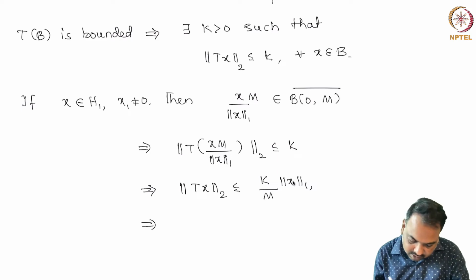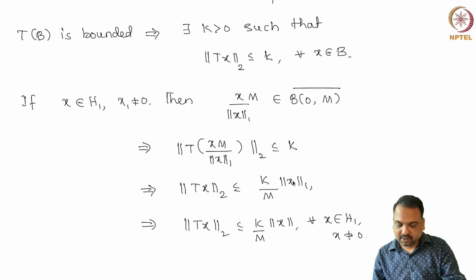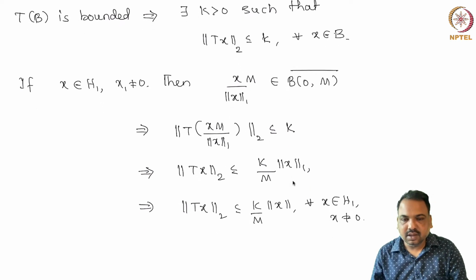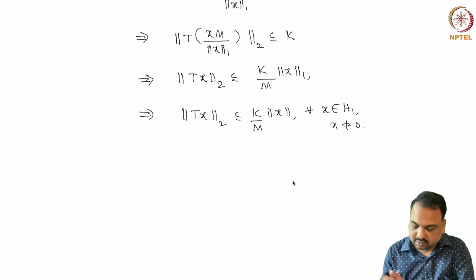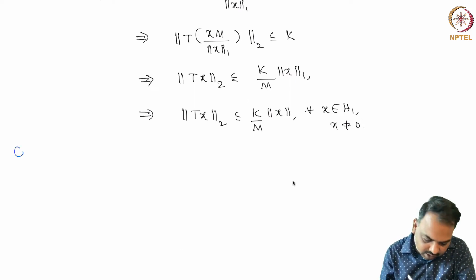So this implies norm of Tx is less than or equal to k times norm x for every x in H1 and x non-zero, k by m. And when x is 0, automatically the left hand side is 0 because T of 0 is 0. Anyway, norm x is on the right hand side, it is 0. So that means this inequality is true whenever x is 0. So from this we can conclude that. So the conclusion is the following.